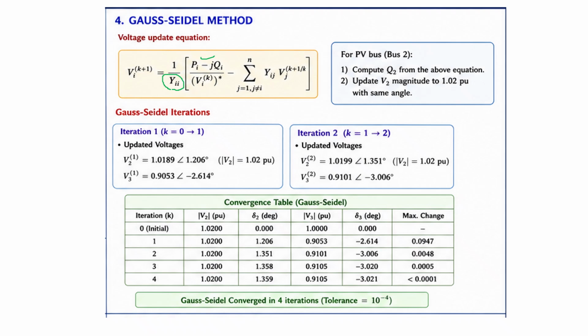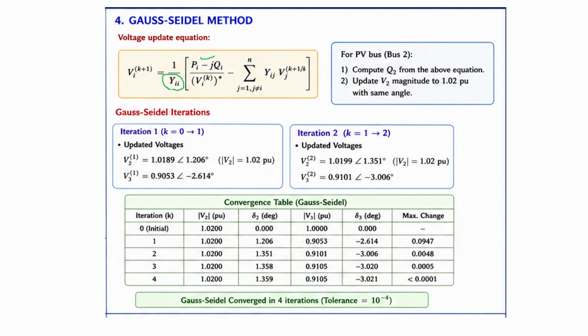For example, we have 3 bus voltages. For the first iteration, maybe we'll use a flat start. For the second bus voltage, we already have the first bus voltage as new, then we'll use that. Again, if we go for the third bus, a PQ bus, we'll use the updated voltages for bus 1 and bus 2. That's the meaning of why it is called K plus 1 or K.